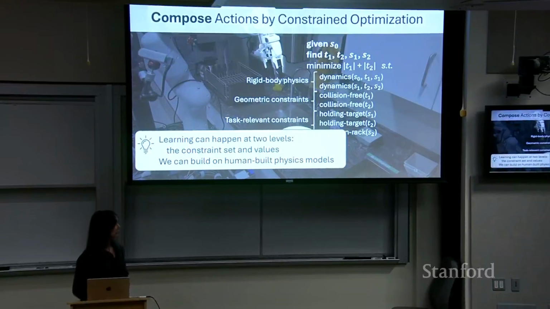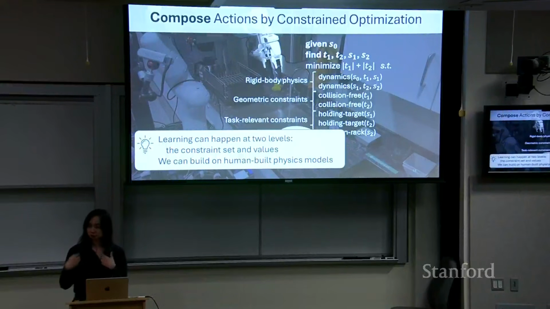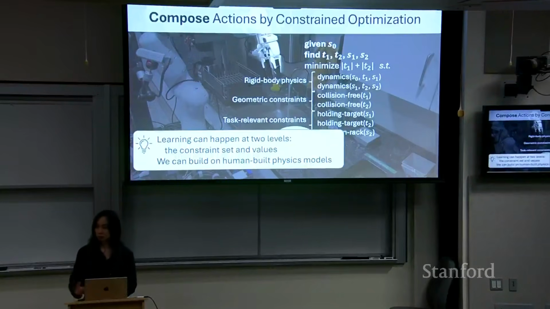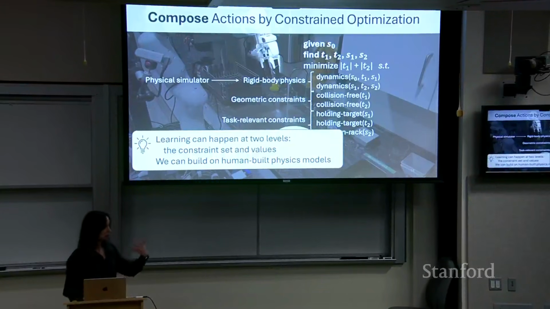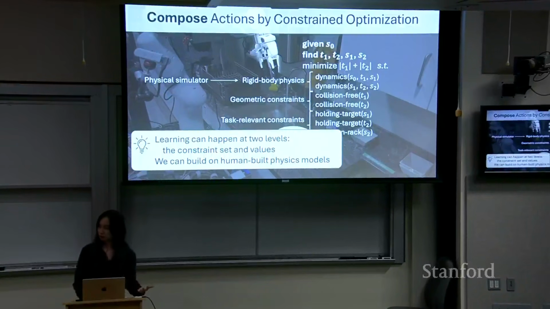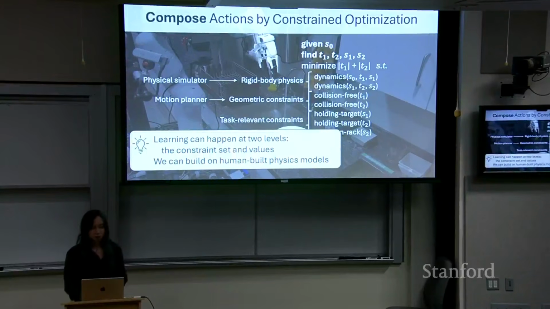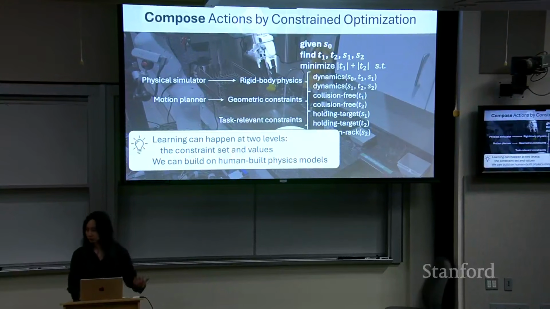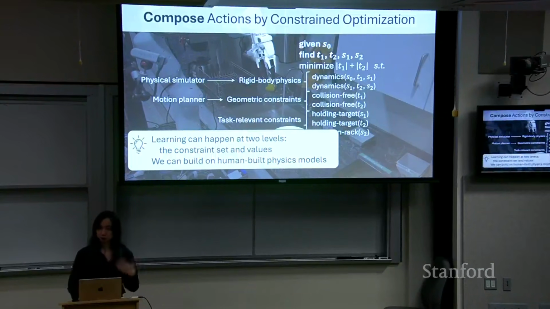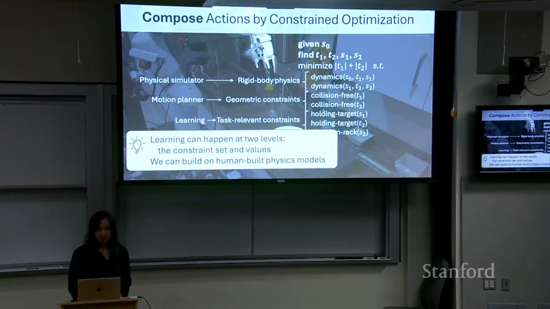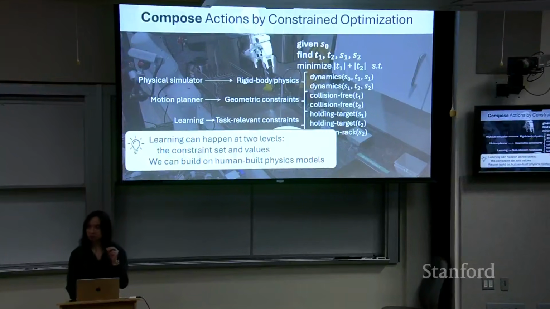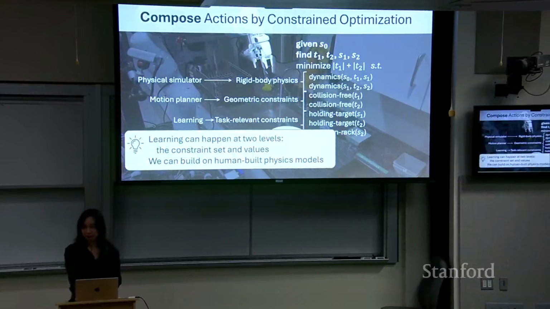Another thing is that now some of those constraints can be modeled with human-built models. For example, for rigid body physics, we can just use physical simulators. For some geometric constraints, we can use a motion planner to find solutions to them. We don't have to learn everything from data. And only for the important things, like those task-relevant pieces, we're going to learn them from data.